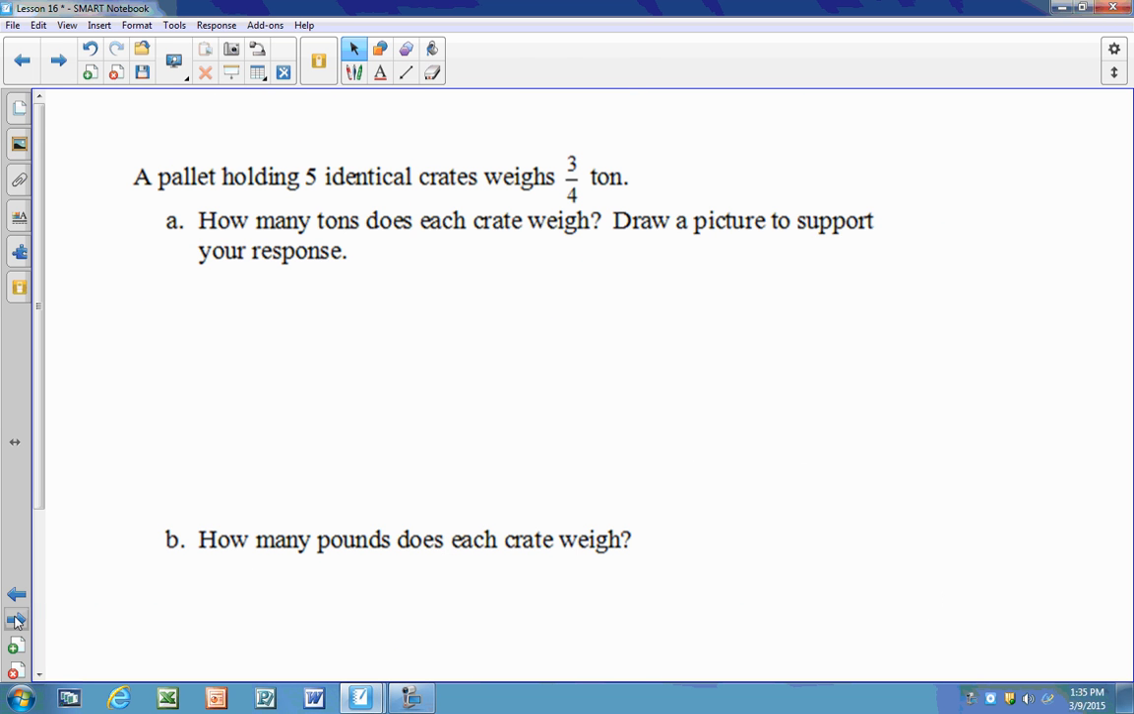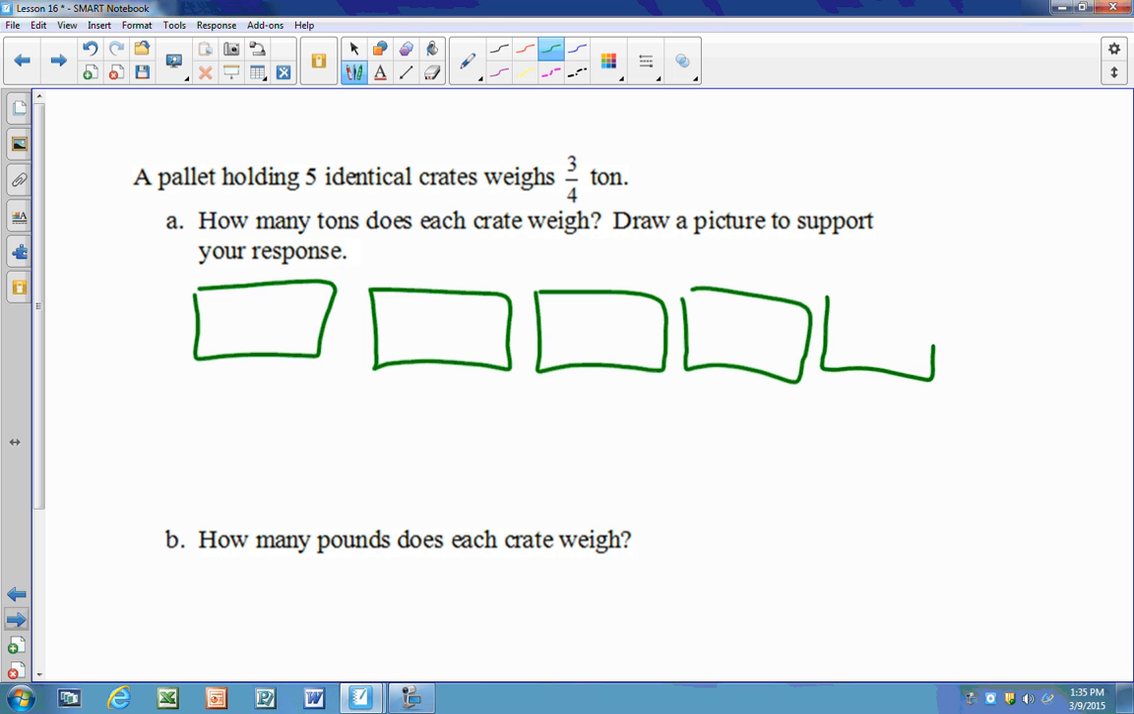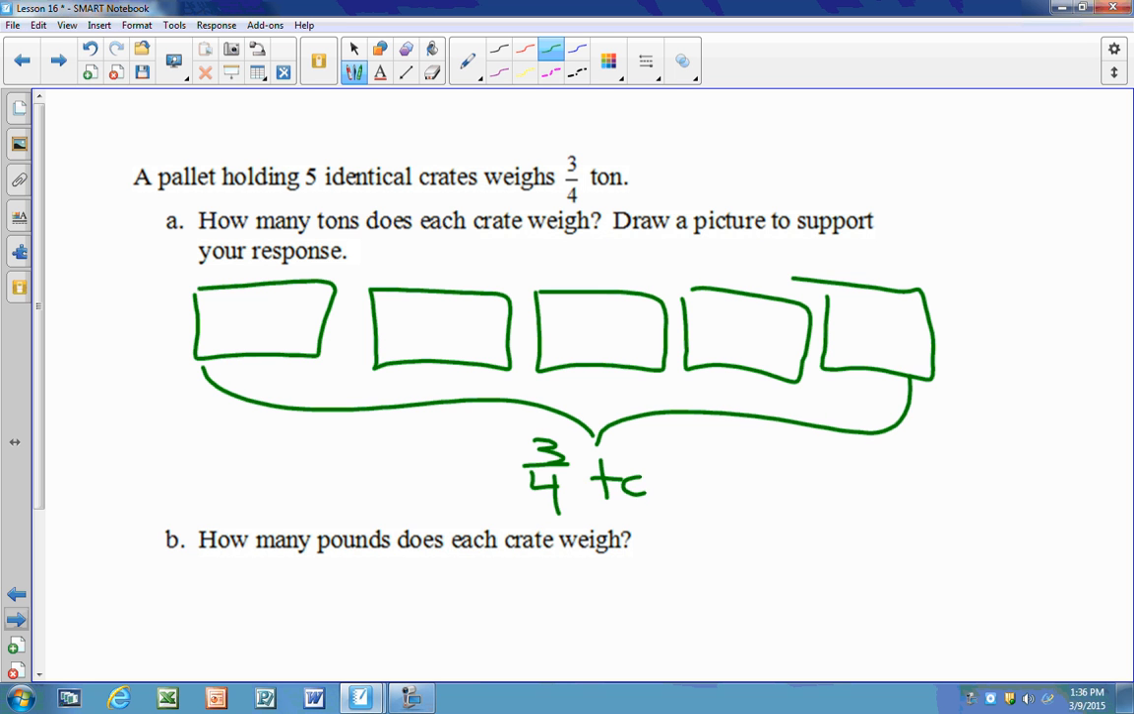Next, a pallet holding 5 identical crates weighs 3/4 of a ton. How many tons does each crate weigh? So we have our 5 crates. Here's my 5 crates, and my 5 crates total, they all weigh 3/4 of a ton.